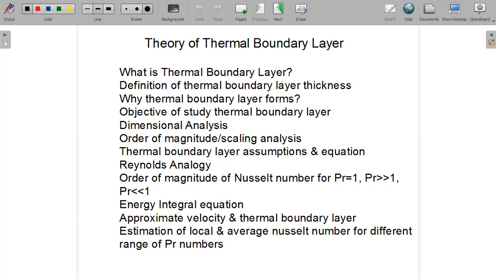And it is very important to understand this thermal boundary layer side by side with the velocity boundary layer, because you are going to get that one to one mapping basically between the fluid flow analysis and the thermal analysis in the boundary layer. So you can pause the video and see what are the topics that we are going to cover in the next few lectures on theory of thermal boundary layers.